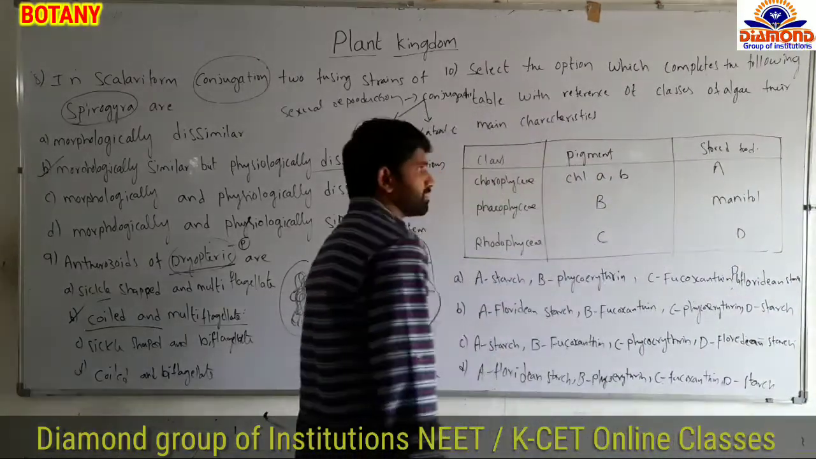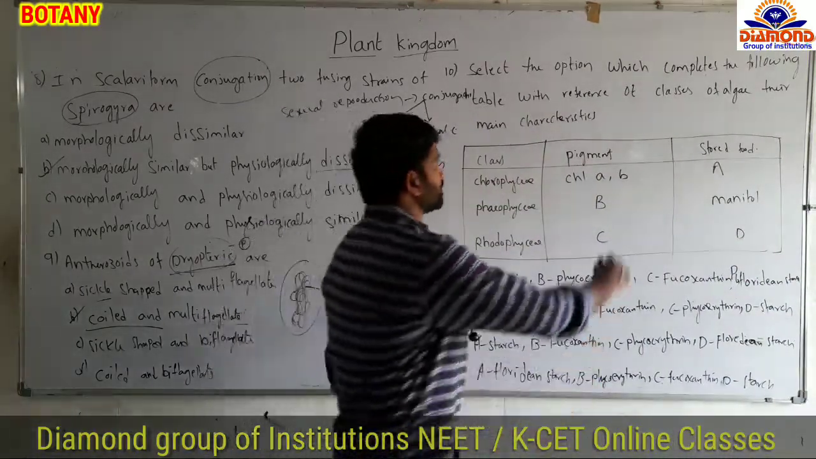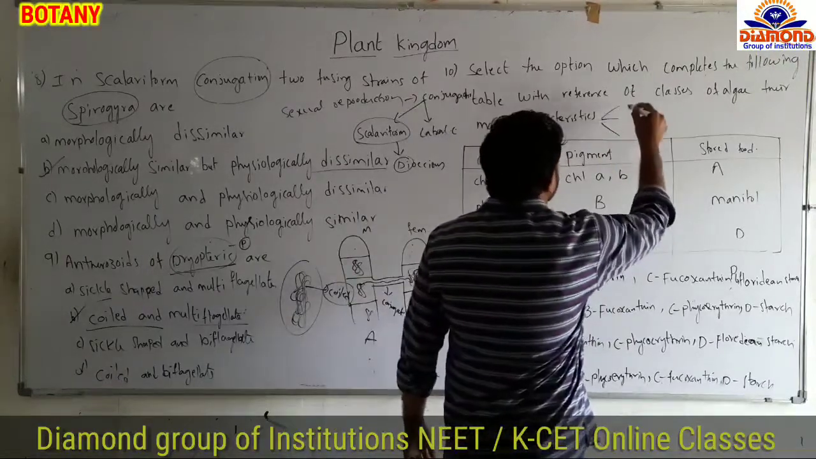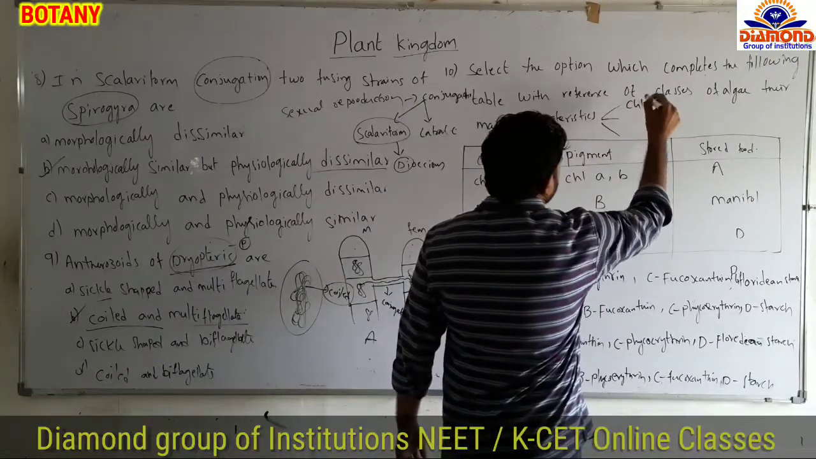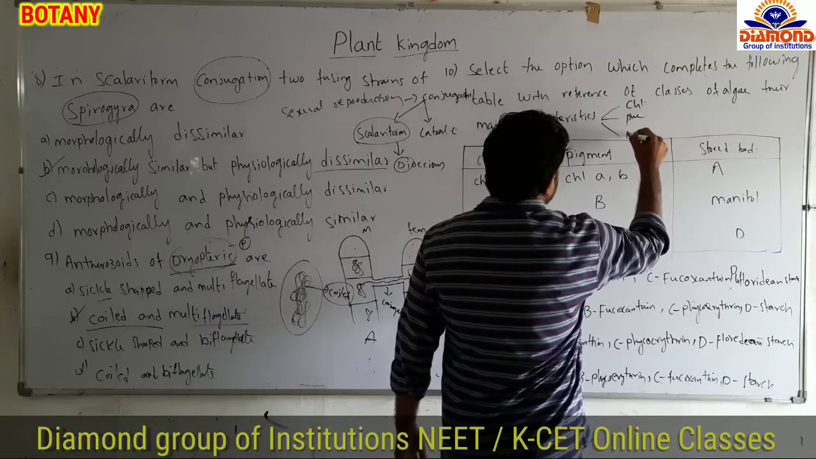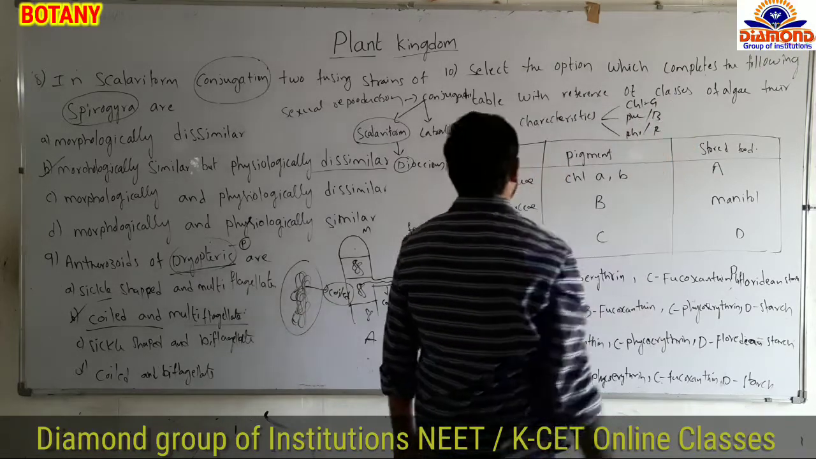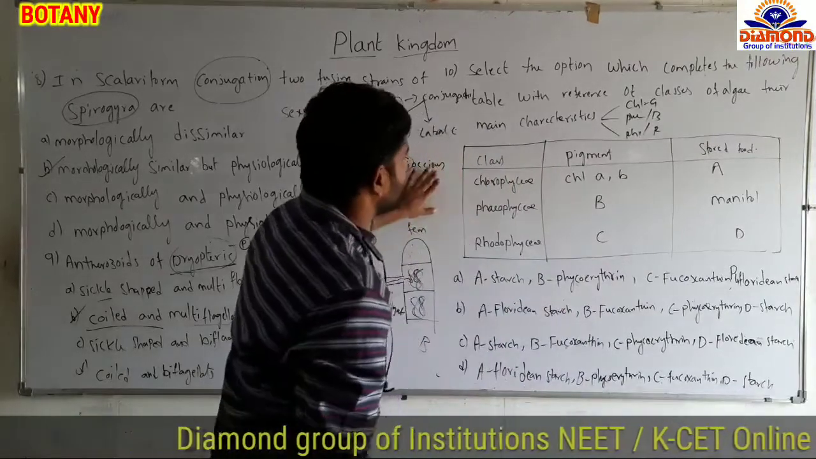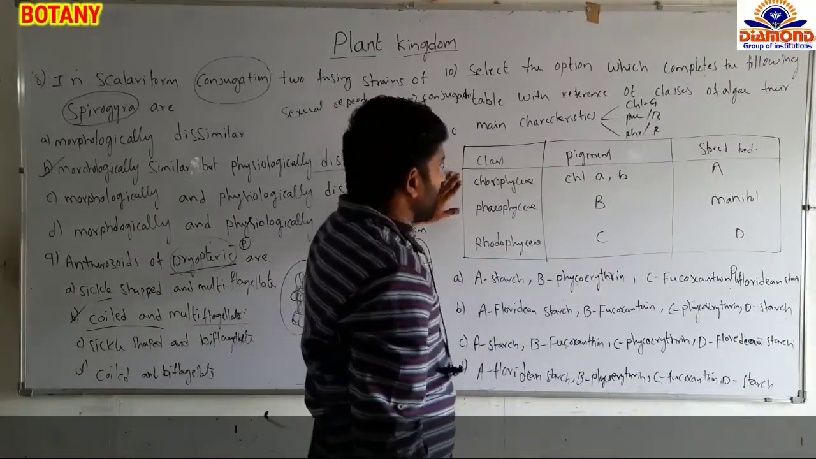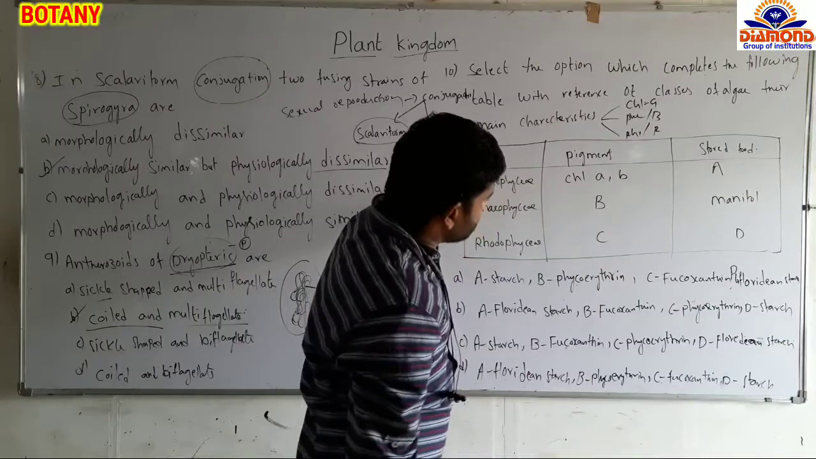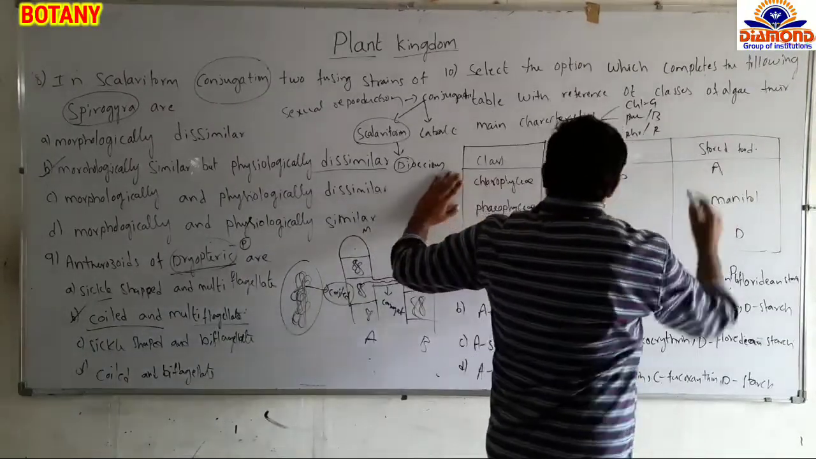Their main characters: algae are classified into three types. Those are Chlorophyceae, Phaeophyceae, and Rhodophyceae, that is green algae, brown algae, and red algae. Based on the table, they have given options A, B, C, D.